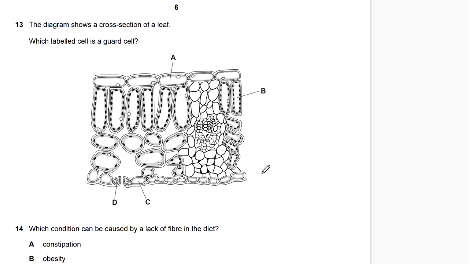The diagram shows a cross-section of a leaf. Which labeled cell is a guard cell? Of course, when we're talking about the guard cell, it has to be in the stomata. So the correct answer for this is letter B. So these are the guard cells.